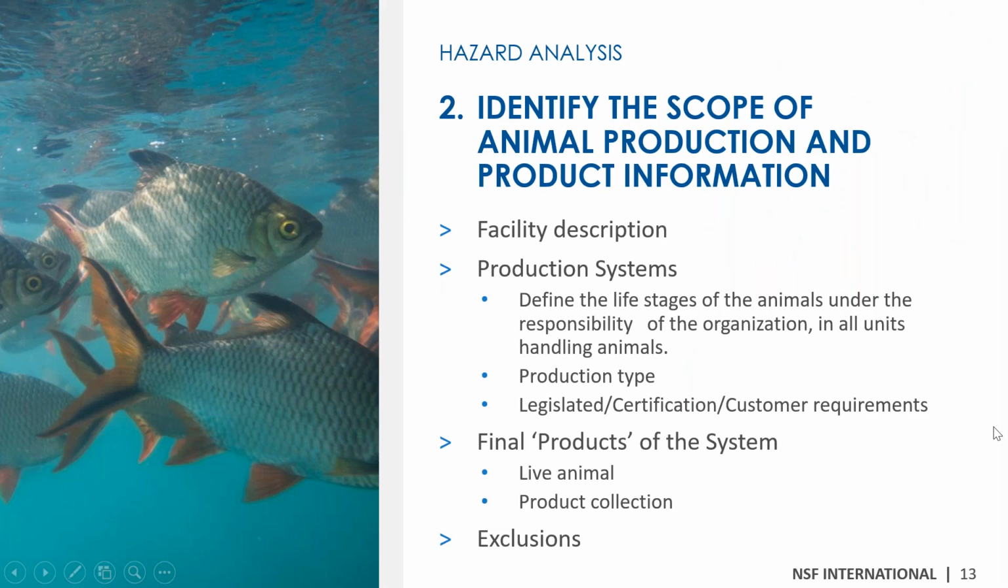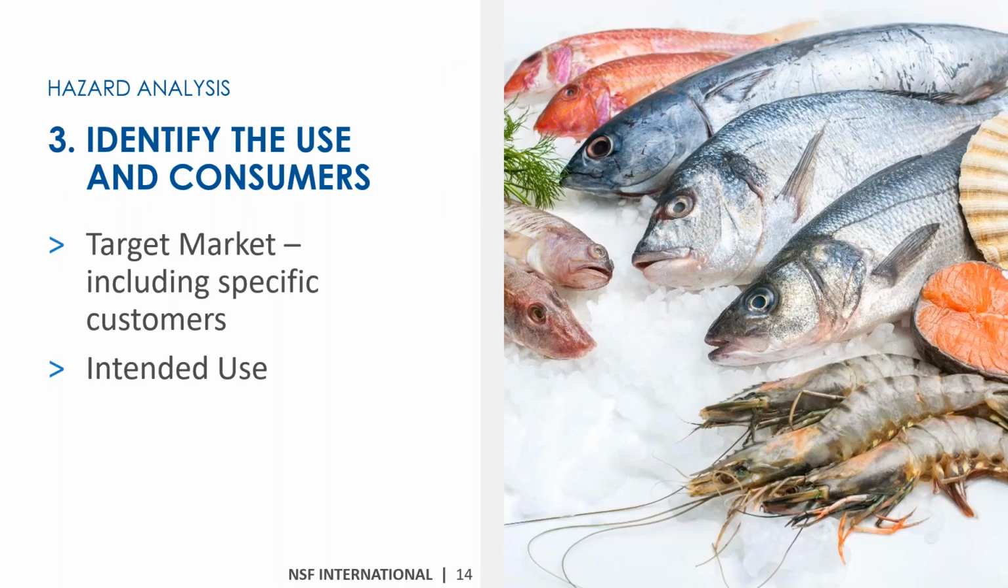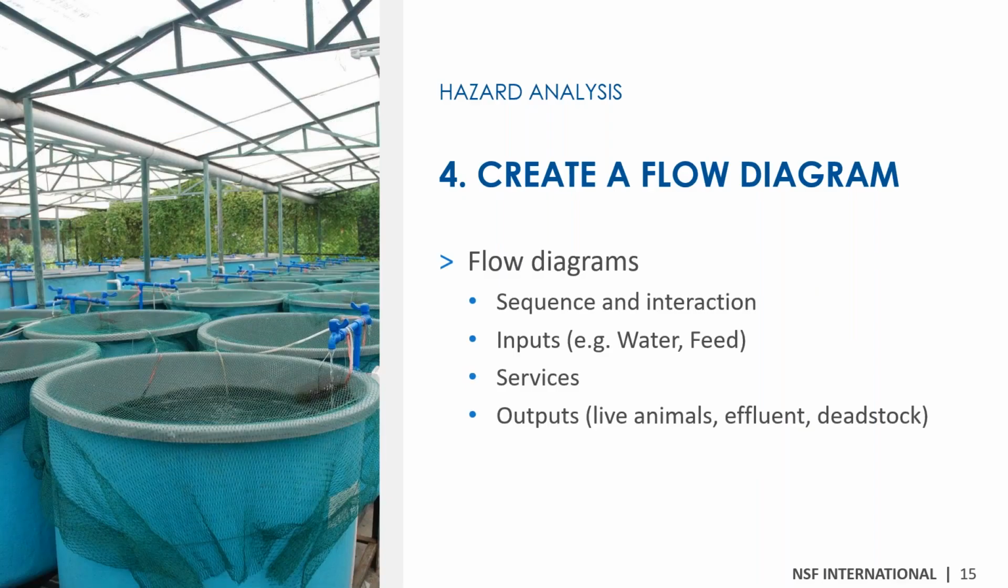So the scope of the production includes a facility description, what kind of production systems, the life stages of animals that you have at your facility, the production type. Are there any specific legislated or certification or customer requirements that define the process for you? And then the final products of your system and any exclusions. Identifying the use, the target market, and your specific customers. If it happens to be a specific client or customer or restaurant chain, identifying that because they may have specific requirements that are important for you. And the intended use.